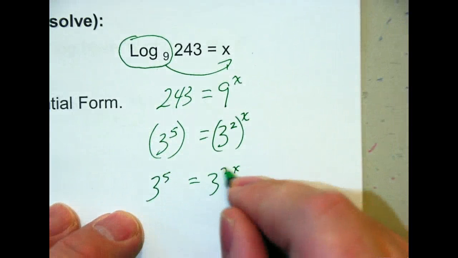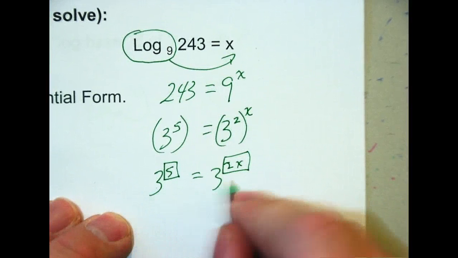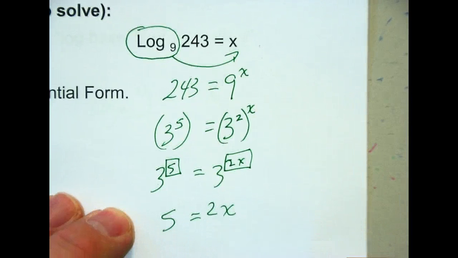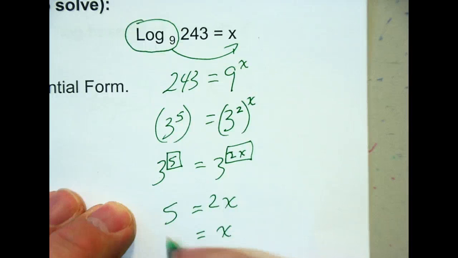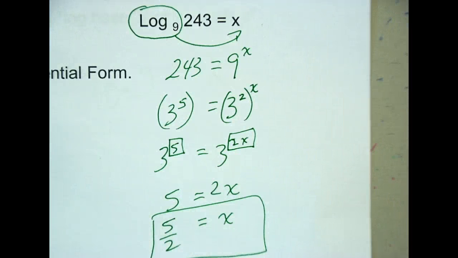So the only part now that is different is that and that. Therefore, if this is equal to that, then 5 would have to be equal to 2x, meaning x would equal 5 halves. How many got that? All right, ask your neighbor if they have a question on it. That's pretty early. Okay, questions?